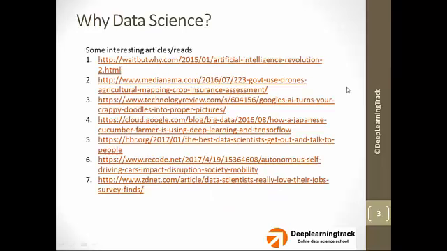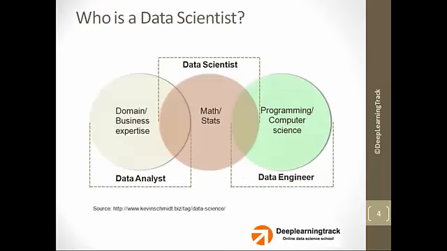So, for reads, we have listed down some interesting articles which can give you a flavor of where data science is currently being used, from AI to agriculture. There's an article from Wait But Why in terms of the revolution in artificial intelligence. So take your time, read through this. Can we move to the next slide, please? Yeah. Okay.